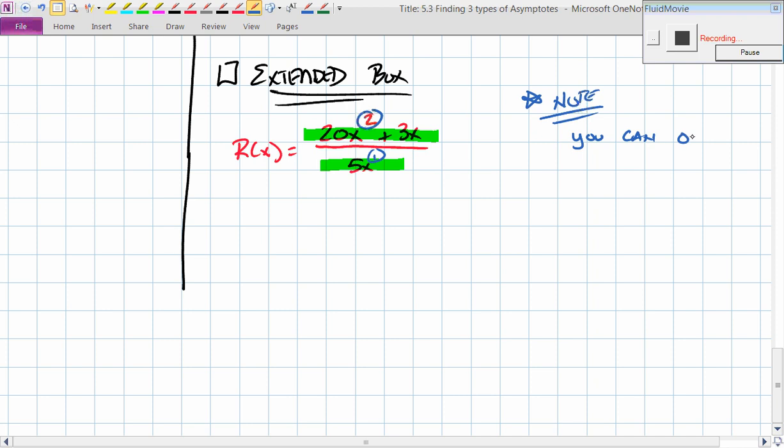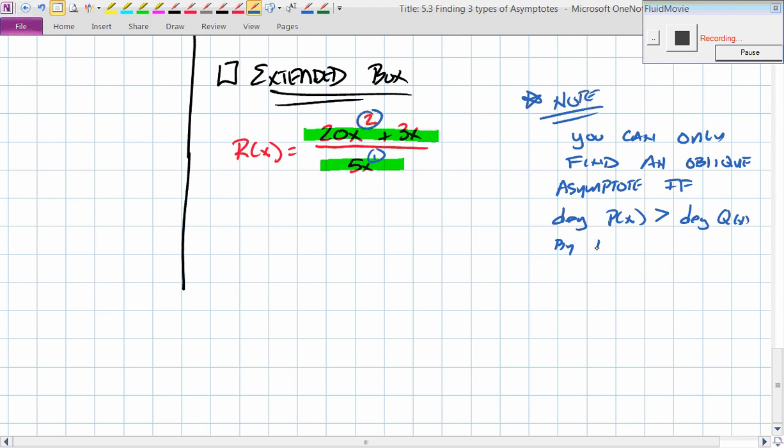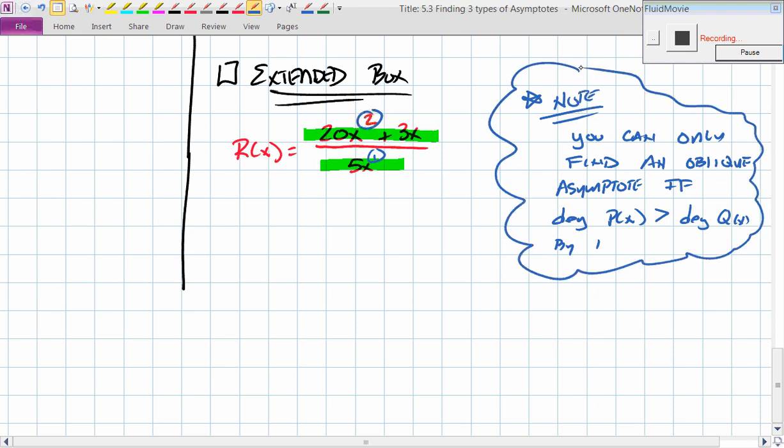You can only find an oblique asymptote if the degree of p of x is larger than the degree of q of x by 1. Super important. Okay? You can only find an oblique asymptote if the degree on top is larger than the degree on the bottom by 1. If the degree on top is exactly 2 more, then you get a quadratic asymptote, which is awesome, which we don't talk about in this class. That's called calculus. And the way that you get it, ladies and gentlemen, is by long division.